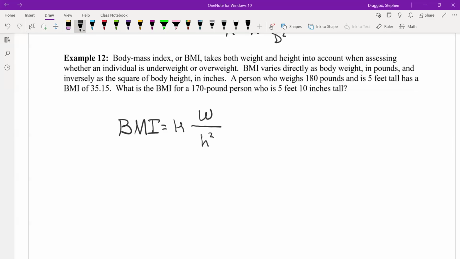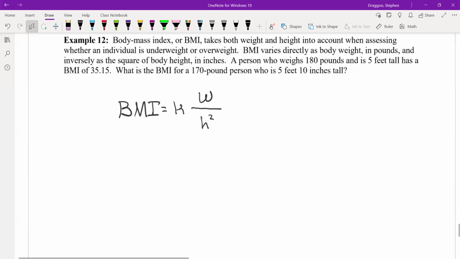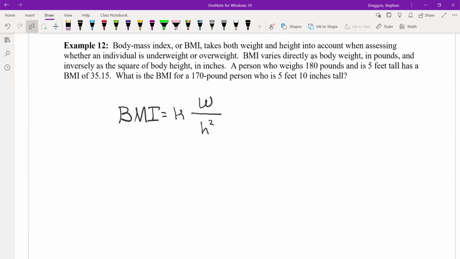So if I want to figure out what K is, we need some data point over here to solve for it. A person who's 180 pounds and 5 feet tall has a BMI of 35.15. If I plug all of those points in at once, 35.15, 180, and 5, I can solve for K. 35.15 is equal to K times 180 over 5 squared.